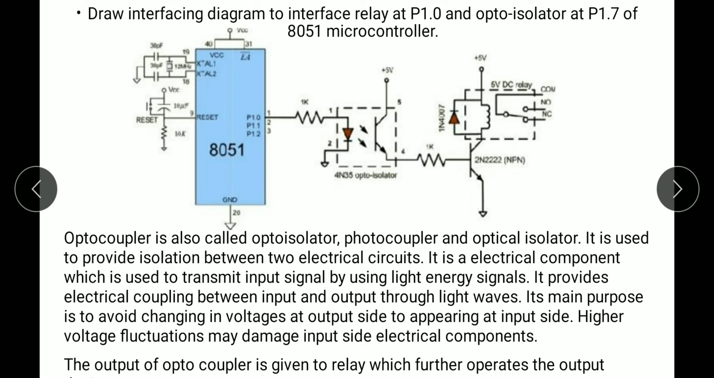So like this we see the interfacing diagram of the relay and opto isolator with the 8051 microcontroller, where the opto isolator provides isolation between two electrical circuits.